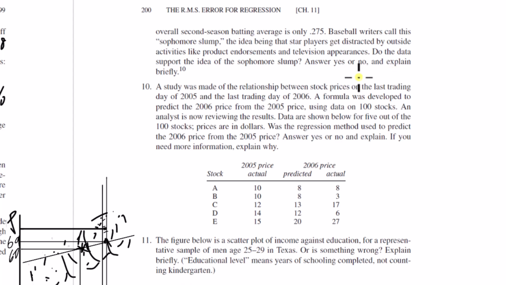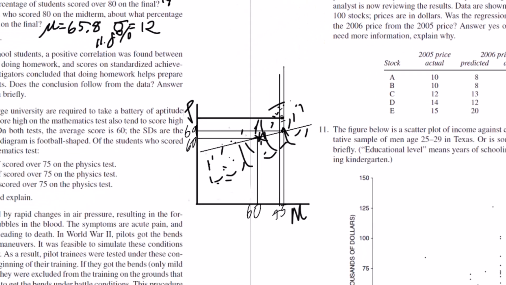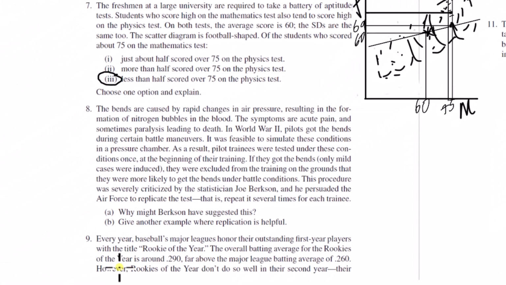Well, to me, the textbook is obviously wanting us to say no, because this is the classic example of what they have cited as a regression fallacy. And I'm saying the textbook wants us to say this, because you'd need to be a professional baseball coach or manager to really give the best answer to something like this. But what they're saying here, if we come back, here are the key words: the overall batting average of the Rookie of the Year is around 290, far above the Major League batting average of 260, right? This is one of the key statements.